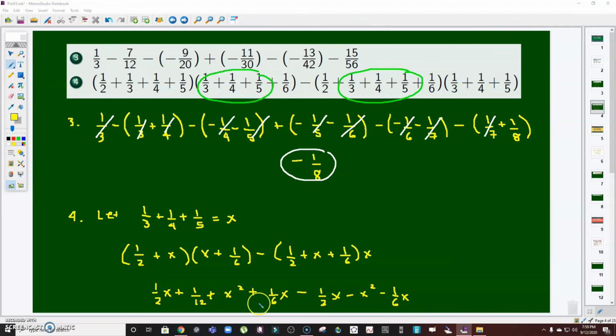If you notice, they cancel. This is negative 1 half x, this is 1 half x, cancel. 1 over 6 x, negative 1 over 6 x, cancel. Negative x squared, positive x squared, cancel. So what will be left here is just 1 over 12. Therefore, the answer in this problem number 4 is just 1 over 12. There you go. It's not as difficult as it looks.